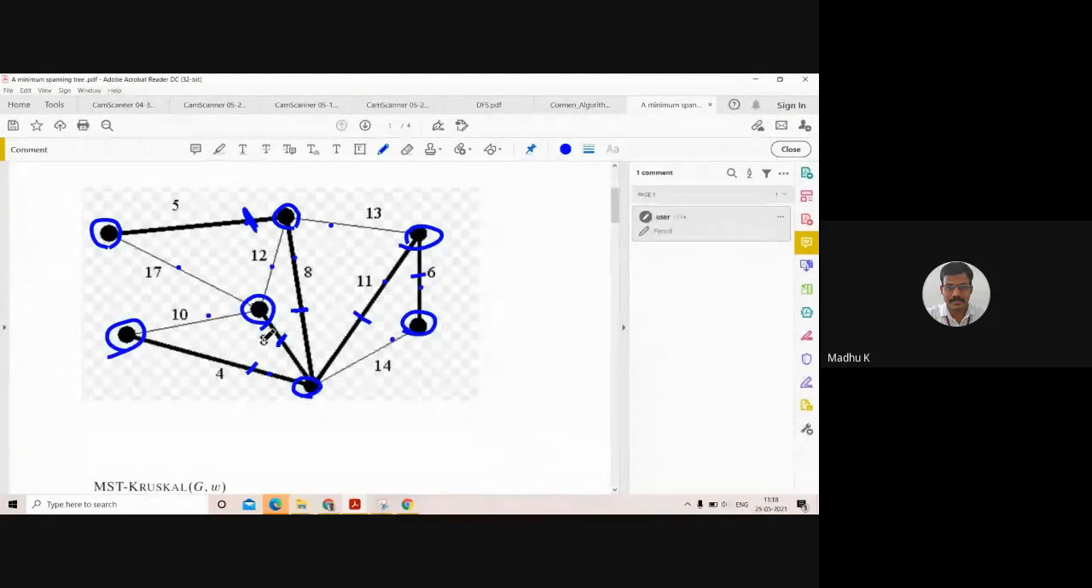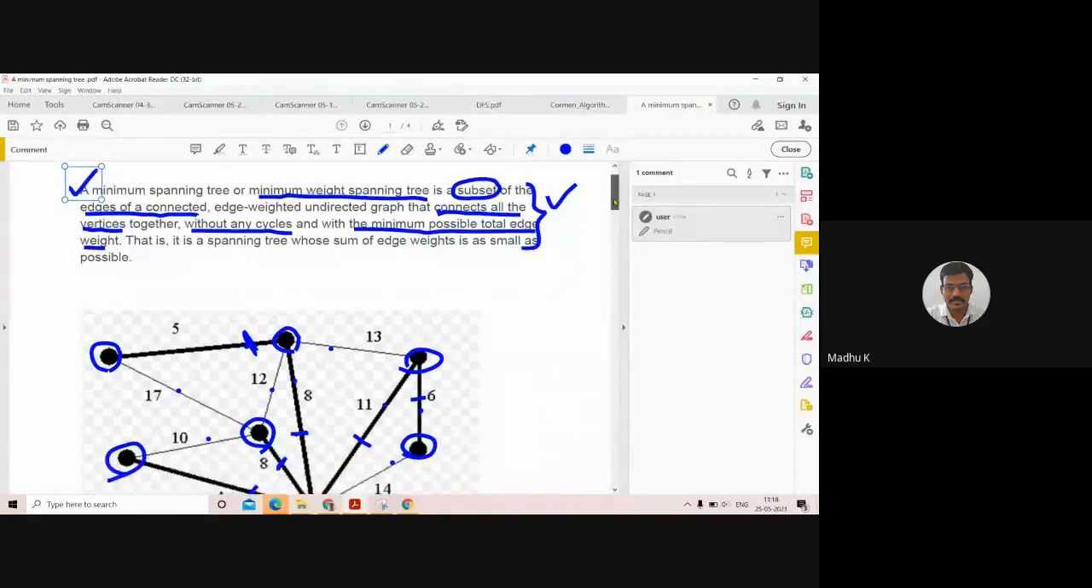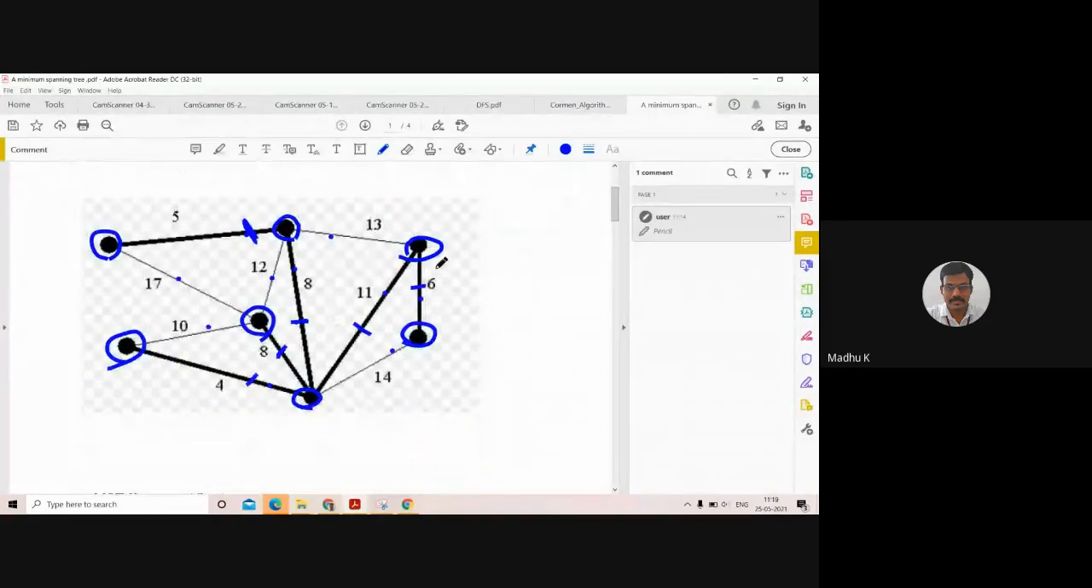You can note the weights here: 8, 8, 5. The summation of these weights should be as minimum as possible. That is the last property. So these are the properties. You can use this as our definition. Just go through it and you will get an idea. And this is an example.